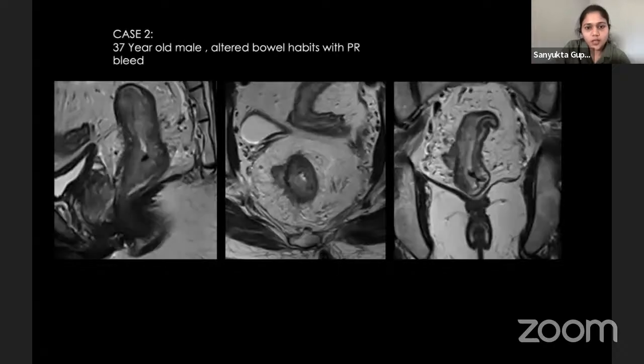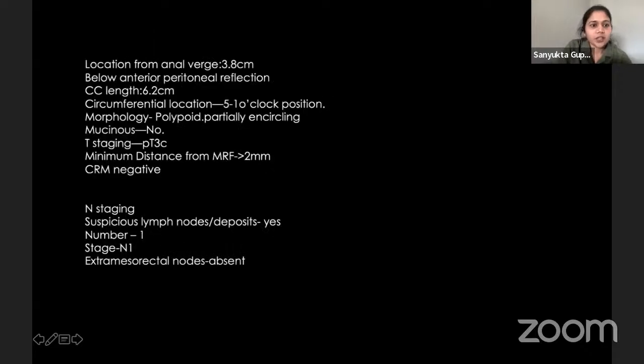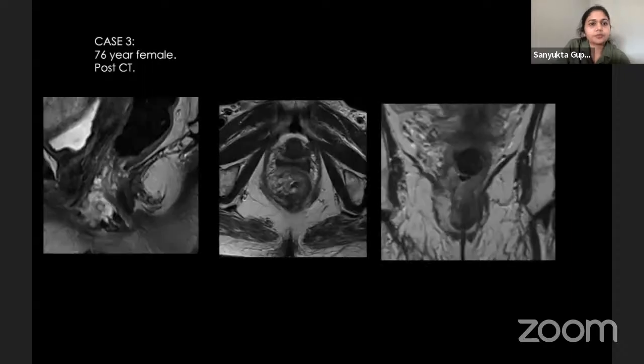Now, this is very important: identify the MRF by the thin hypointense line and give a minimum distance from the MRF. So it becomes a CRM negative because the minimum distance is more than 2 mm. So if there is a 1 to 2 mm distance, it becomes a threatened MRF, and less than 1 mm, it becomes an involved MRF. Nodal staging: there was one suspicious lymph node.